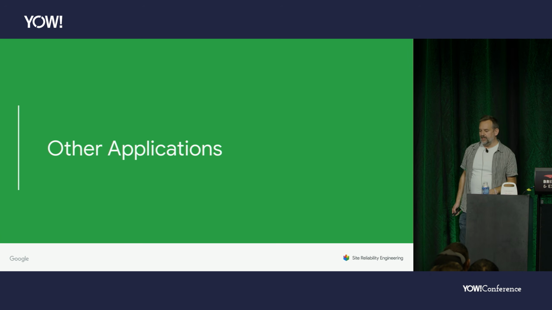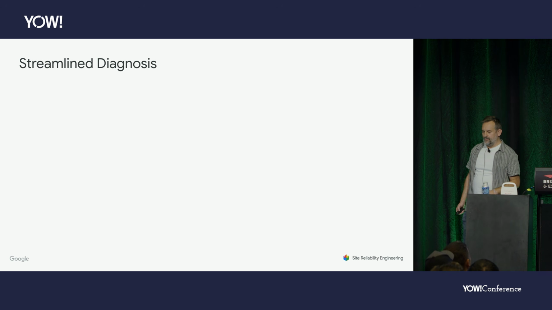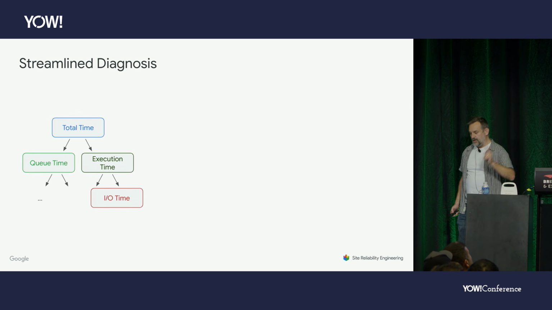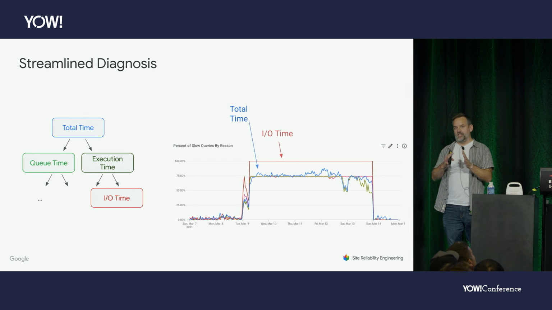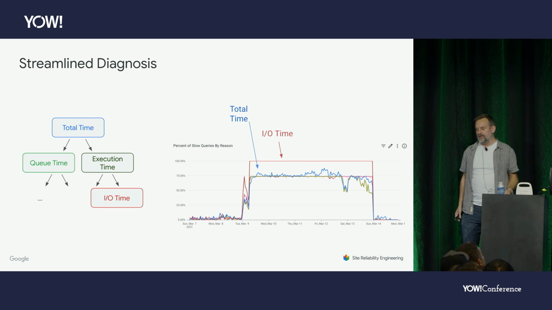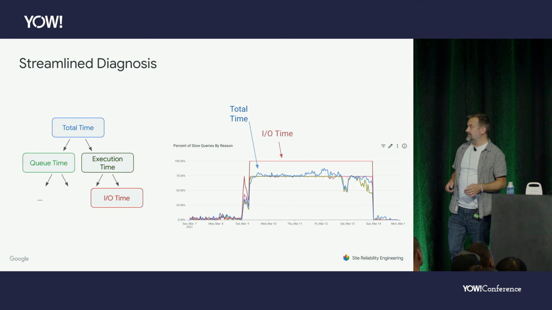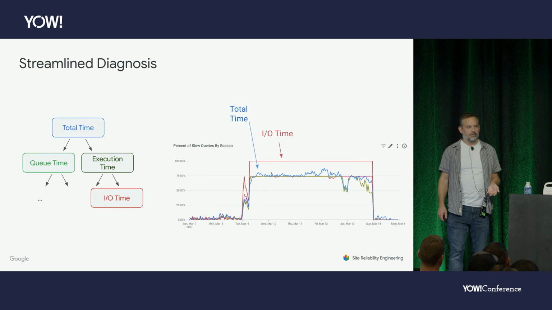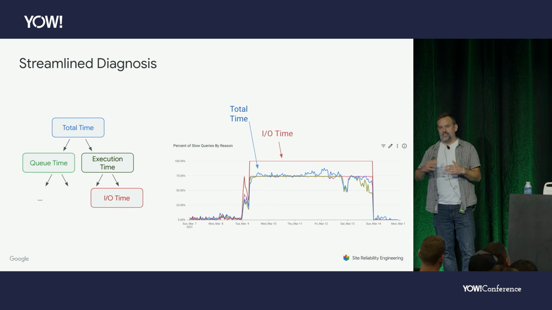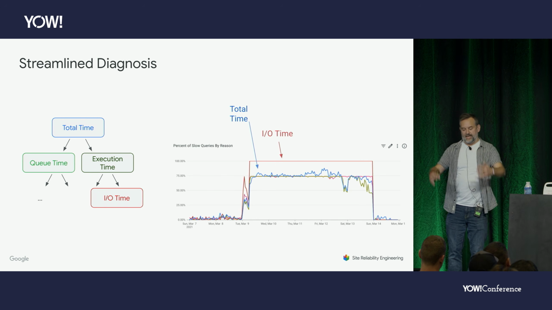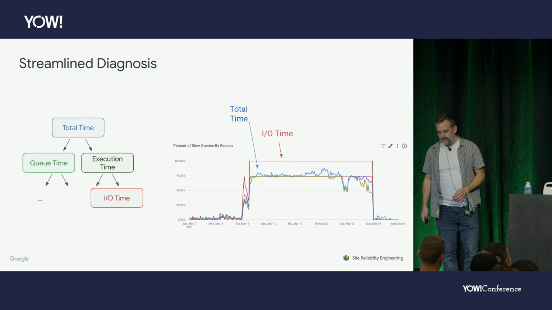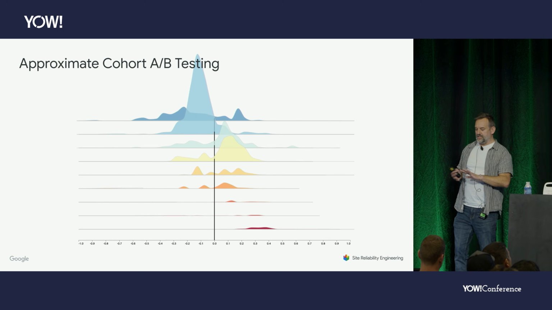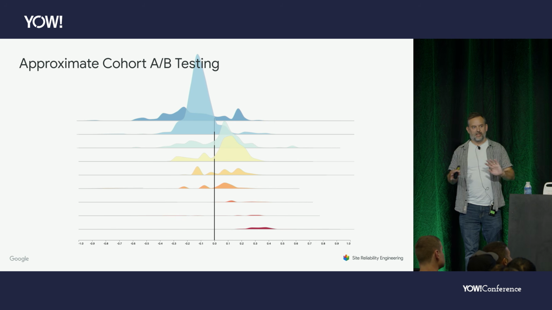So just briefly, I'm going to look at a couple of other applications. What the BigQuery team have done, which is cool, is break up those phases and independently model each of them. So for example, if you get a regression, they can see very easily, oh, it's I/O time that's dominating this. This must be an I/O problem. So being able to break down the phases and model those independently is the next step on this journey, if you like. You can also actually do A/B tests using cohorts.